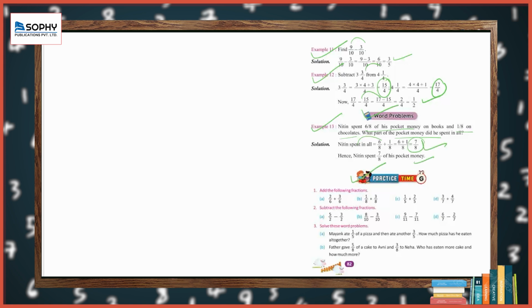Practice time, dear students. In the first part, we have to add the following fractions. So 2 by 6 plus 3 by 6 is, very good, students, 5 by 6. We have to subtract them. So it is, very good, students, 2 by 2, that is 1.